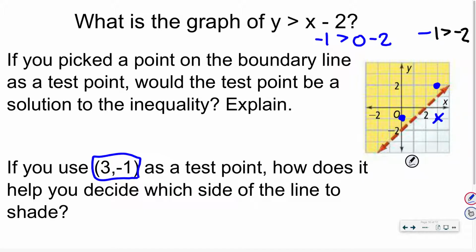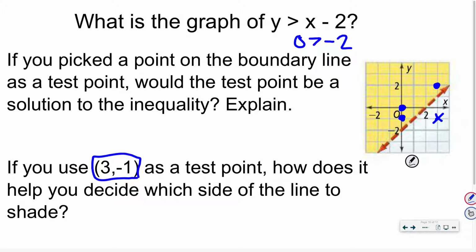Yeah, we could try the origin. I'm a big origin fan because what happens when you multiply anything by 0? It's 0. Whether you have a fraction or decimal, anytime you can substitute in the origin, it really helps. Is 0 greater than -2? Yep, so that's the solution.